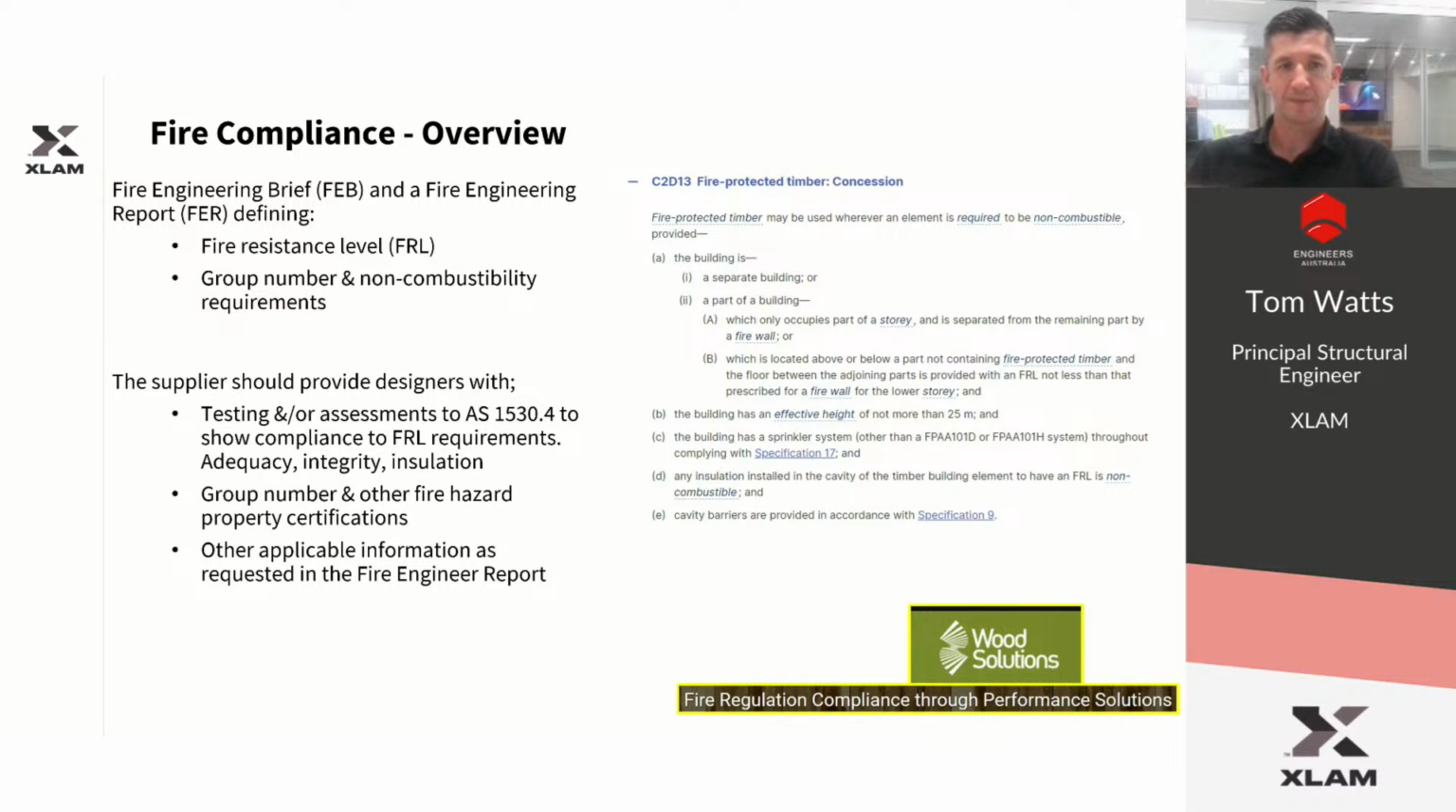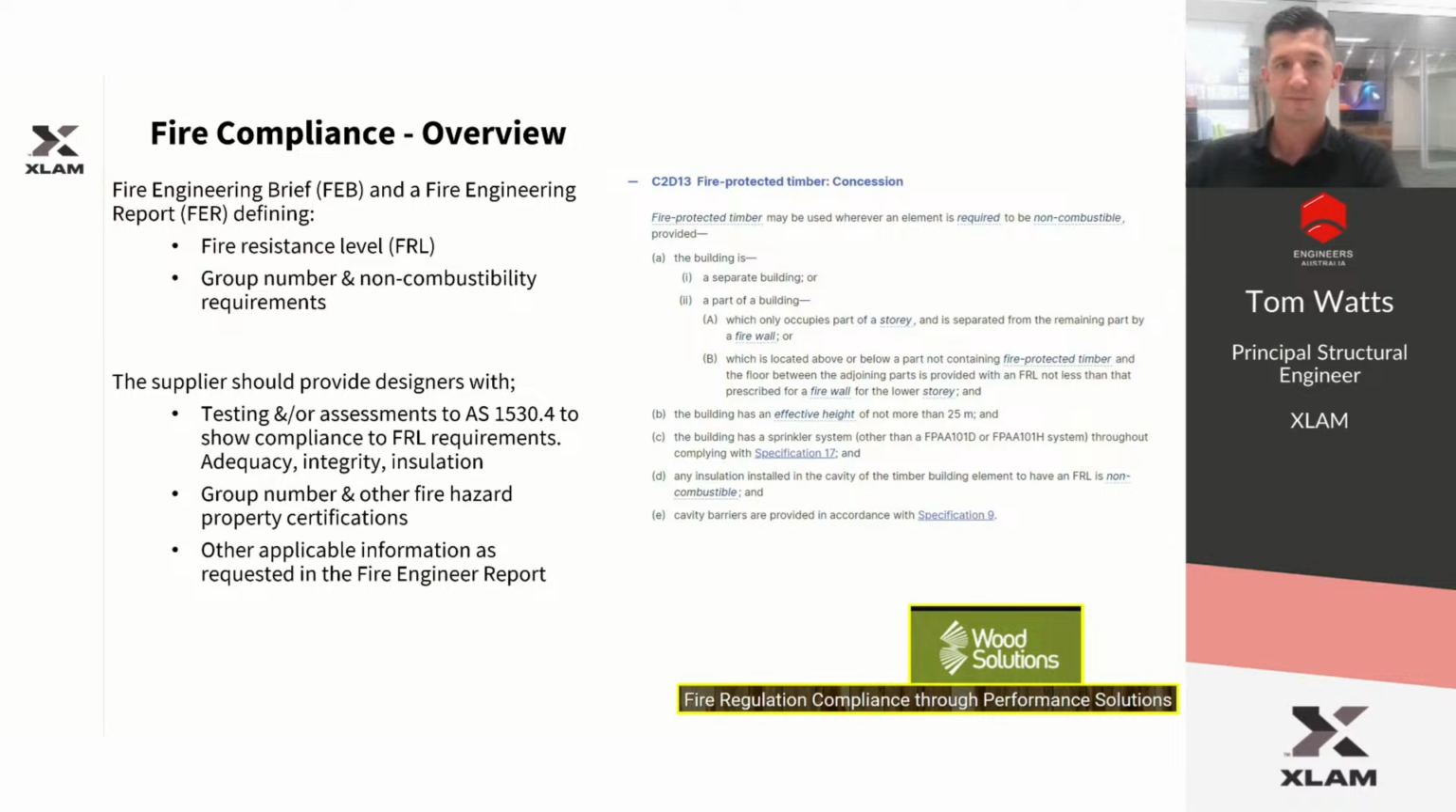What the supplier should be able to provide designers with is all the testing and assessments to AS 1530 Part 4 to show compliance with the FRL requirements. We can provide all the group number and fire hazard properties, and any other applicable information that is requested within the fire engineering report. Often this can be things like fire collars, different types of connection details, and how different junctions are protected. That's stuff your material supplier can assist with in conjunction with the design team.